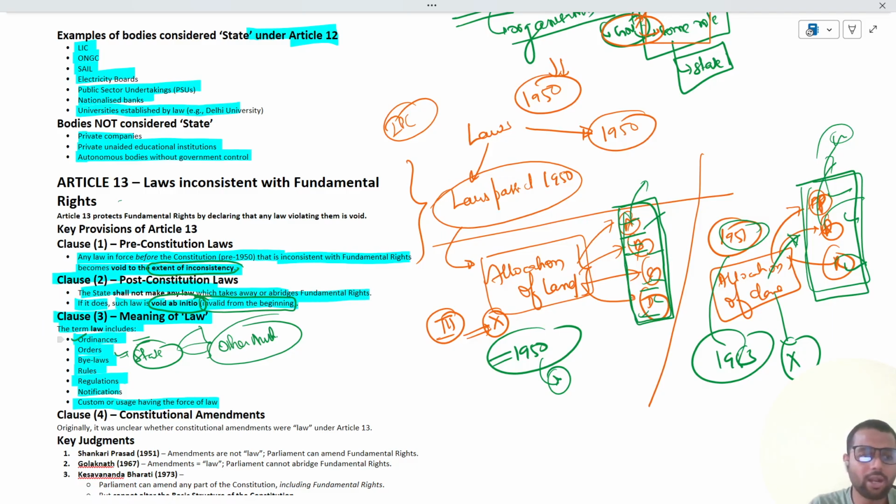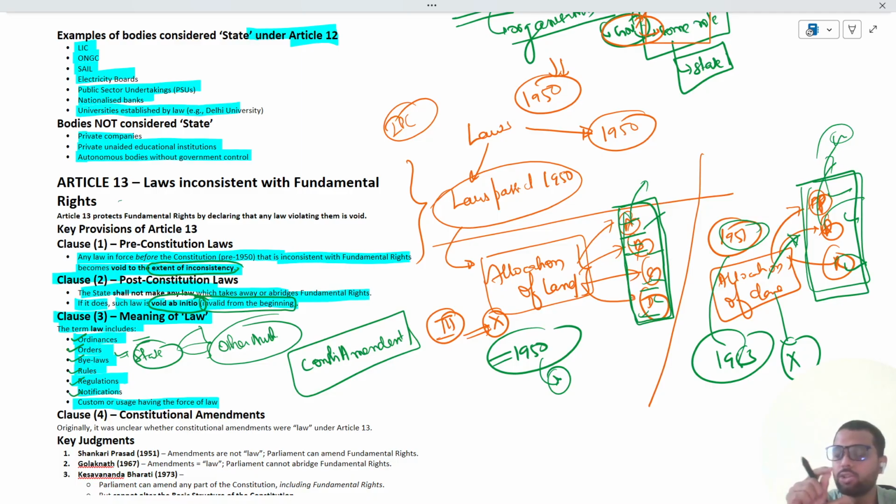The law means the ordinances, not only the law passed by the parliament or the legislature, but also the ordinances, orders, bylaws, rules, regulations, and notifications. What about the constitutional amendment? I hope at this point you must recall that video where we have discussed sufficiently at length about Article 13 clause 4, wherein we have talked about the various judgments of the court, where we have discussed whether the constitutional amendment is considered as the law or not.